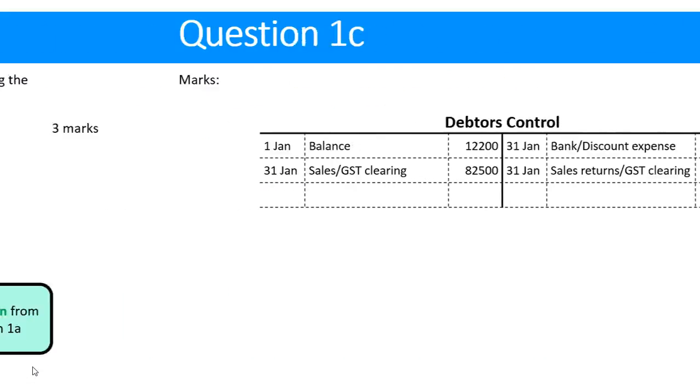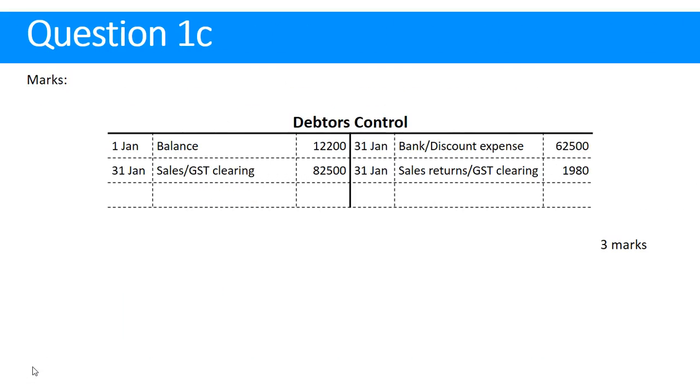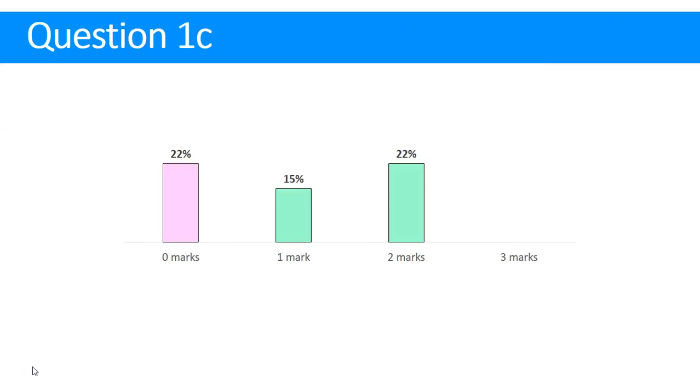That was probably the third and most difficult mark in this question. Looking at how the marks were awarded, we were given the opening balance. We were given 1 mark for getting the sales and GST credit sales debit entry, 1 mark for getting the amount of bank/discount expense credit, and the third and toughest mark was the sales return that we needed to incorporate from question 1A. Looking at the marks, we can see that this was very well done. 4 out of 10 kids essentially got 3 out of 3, and I think that's really good because it shows that nearly half the kids could take information from a previous question and apply it to this question.